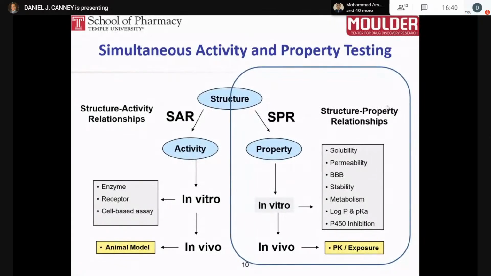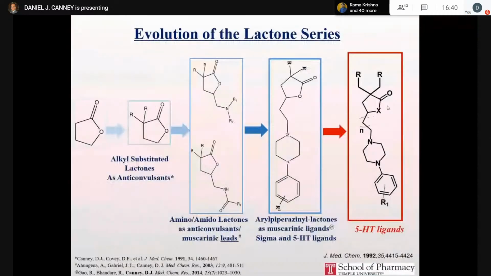So this is just going back to that slide that I mentioned. We're now doing SAR and SPR routinely, simultaneously, as we proceed with our projects. And as I said, this was not possible. For instance, when Richie was in the lab, we would talk about and think about the properties of the drugs that we were making, but we really didn't have a good way of looking at those properties.